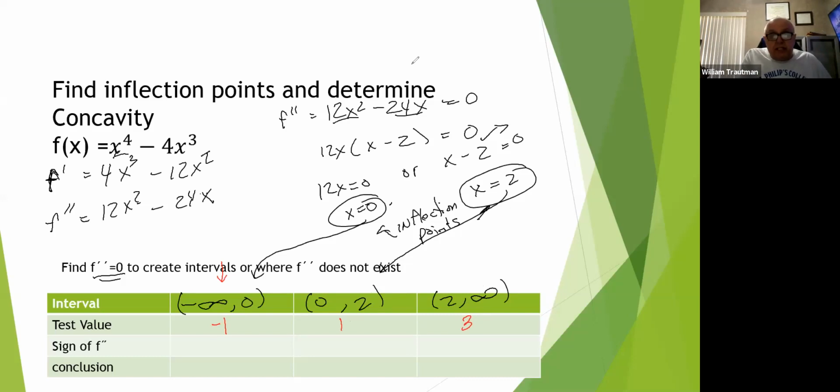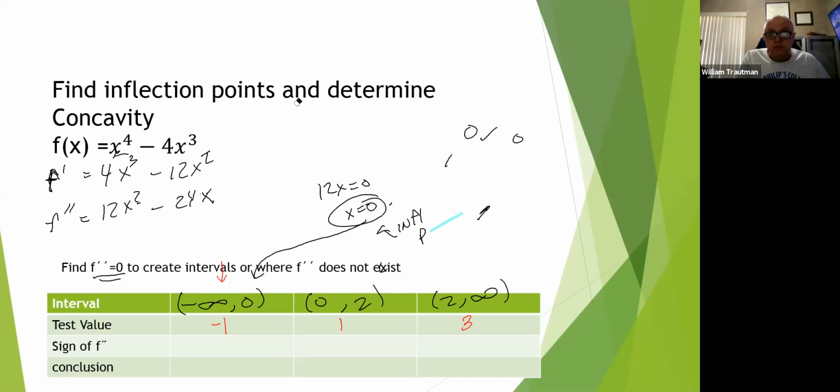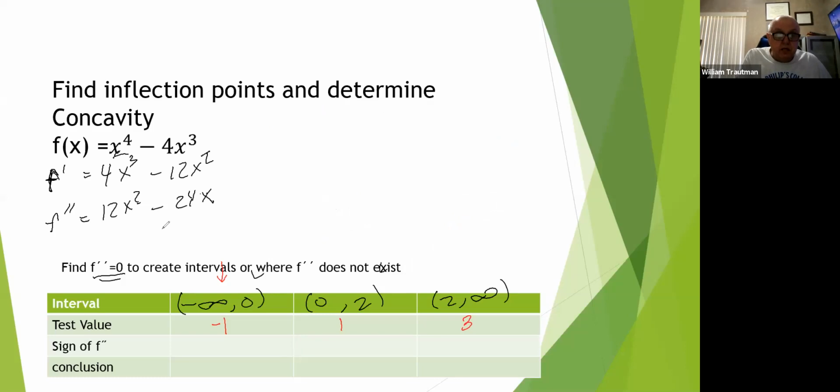All right, so I'm going to erase the stuff at the top here. We have everything we needed. And I'm going to put over here inflection points where x is 0 and 2. Okay, so now we have to take these test values and plug them into f prime prime, the second derivative.